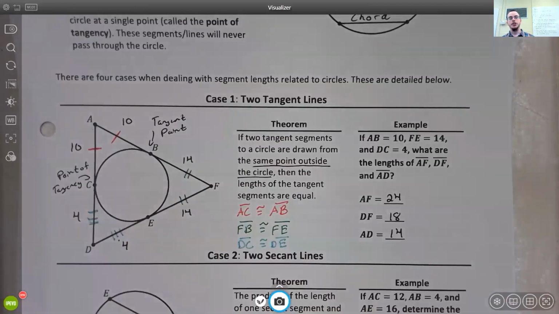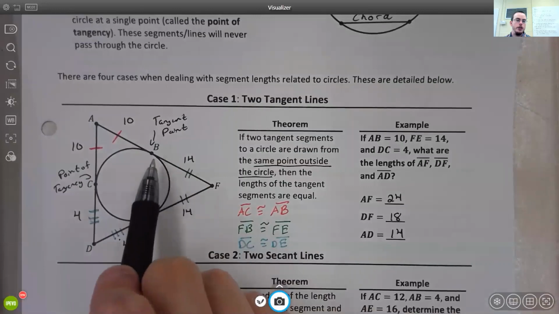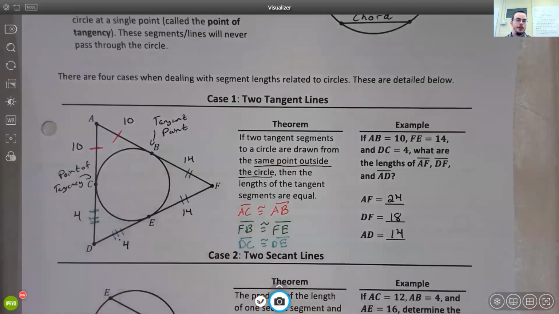So with tangents, two tangent lines like this, those are congruent if they originate from the same point outside the circle.